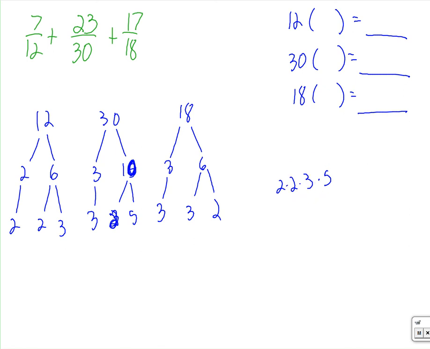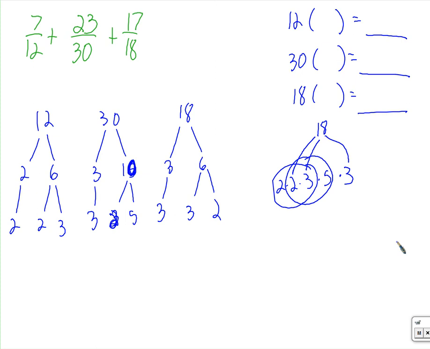Let's see, fill in there. So here, for 18, we need a factor of 3, a second factor of 3, and a factor of 2. Well, here we have a factor of 2 and a factor of 3. We need a second factor of 3. If we don't, then we can't make 18. So we'll throw in another factor. So we got 2 times 2 times 3 is 12, 2 times 3 times 5 is our 30, and for 18 we have 3 times 3 times 2, that makes 18.